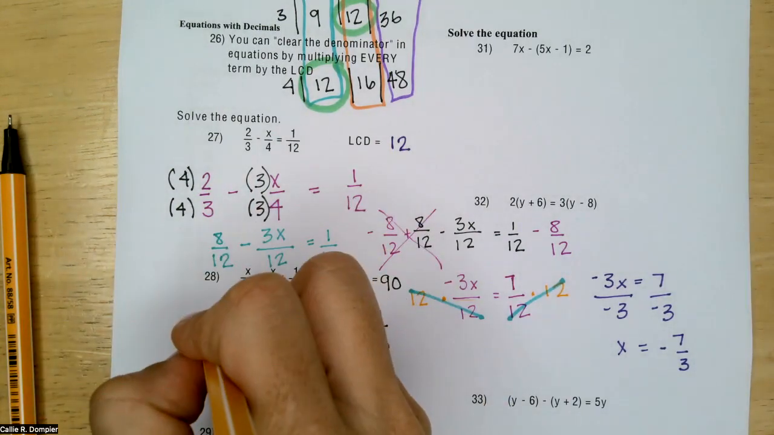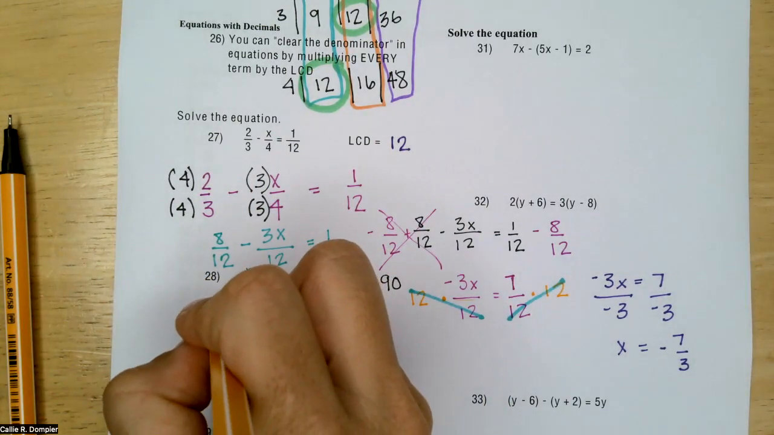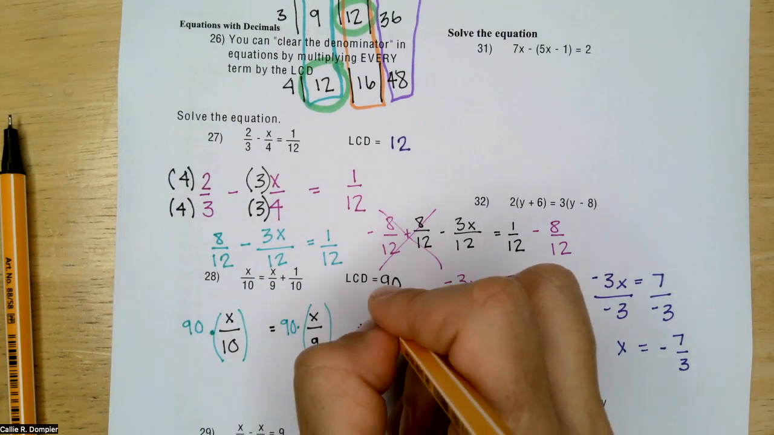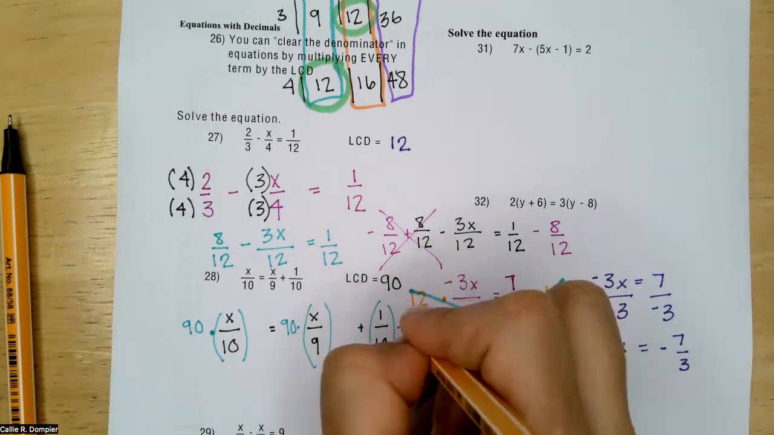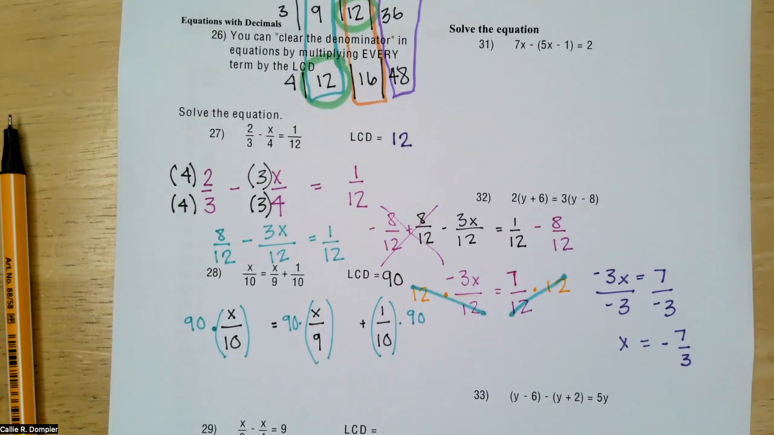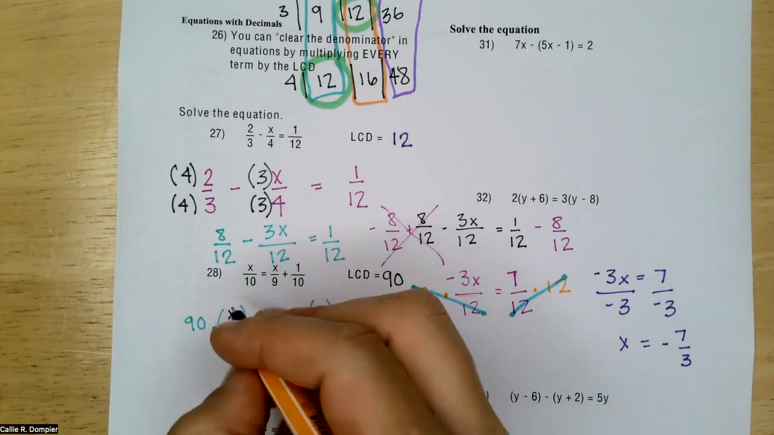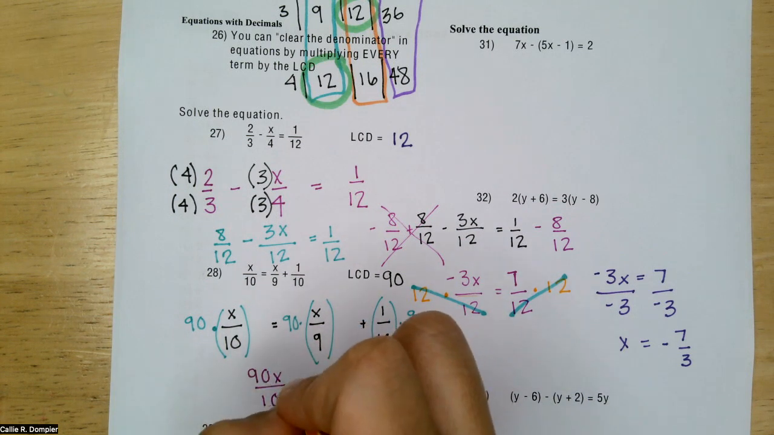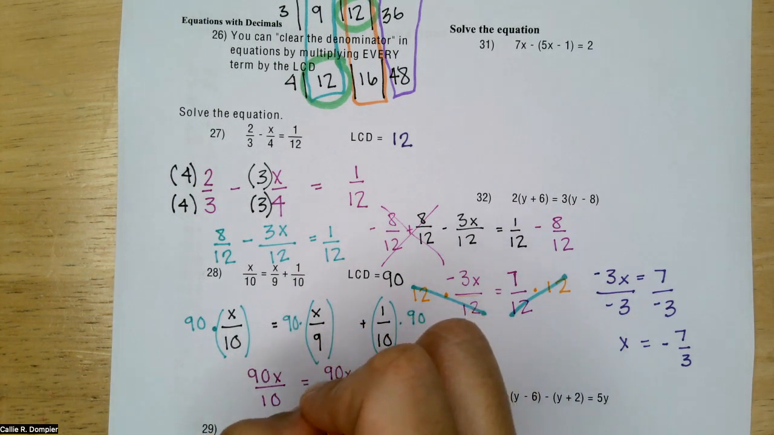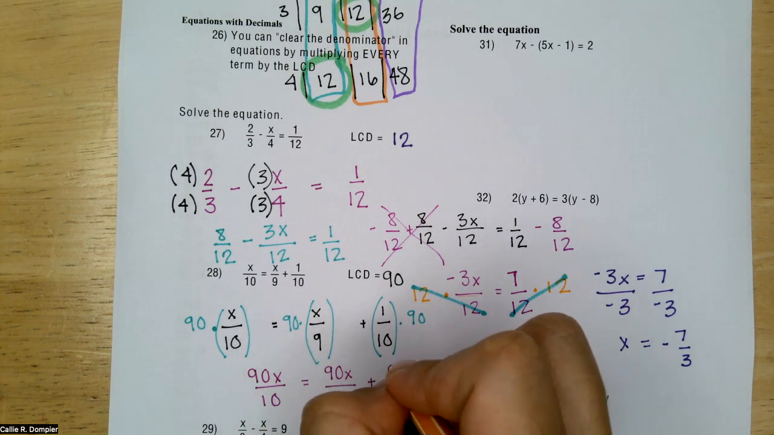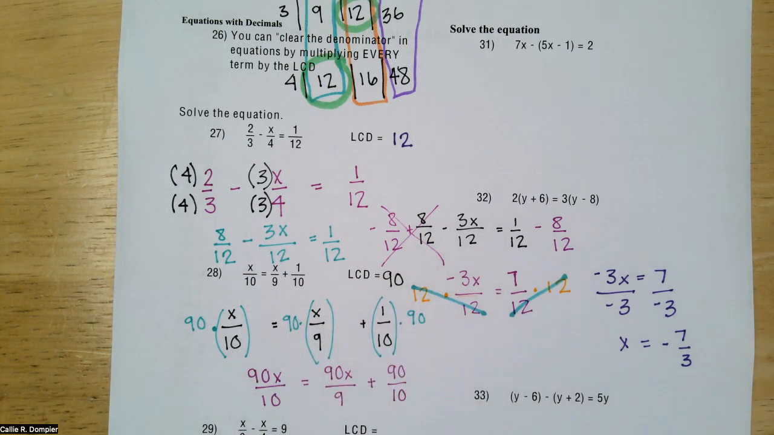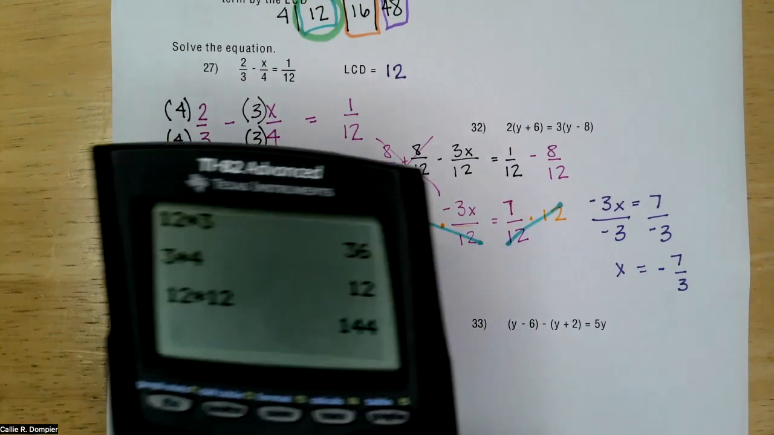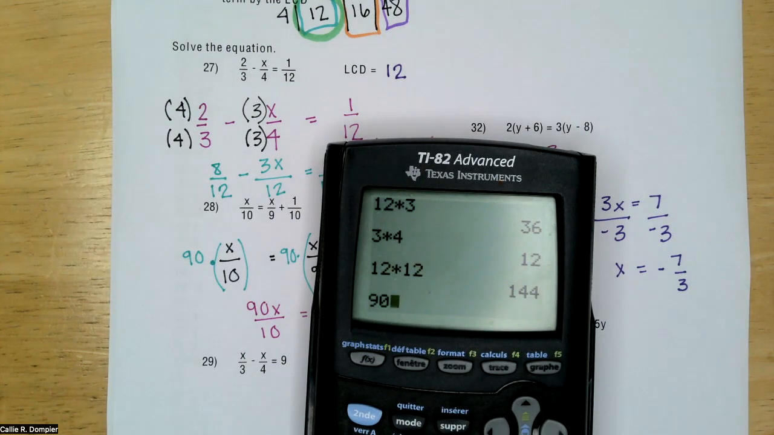So we're going to come in and say this times 90, this one times 90, and this one times 90. Now it's a fraction, and the fraction is 90 times x divided by 10 equals 90 times x divided by 9 plus 90 over 10. Now we're going to simplify these, okay? 90 divided by 10, and you can do it in your calculator because that was the least common denominator, so we know it divides out.